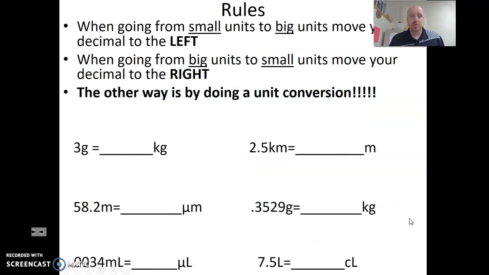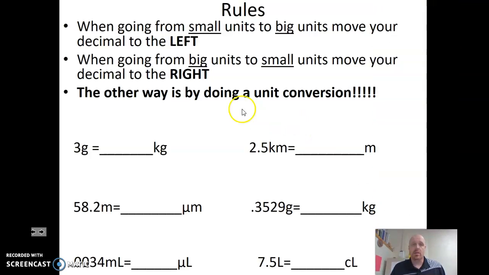So again, here are the rules. When you go from small units to big units, you move your decimal to the left. So if I'm going from a meter to a kilometer, I move it to the left, however many decimal places. And if I'm going from a big unit to a small unit, say a meter to millimeters, I move my decimal to the right. The other way is to use conversion, which is math, and it's a lot easier just to use our decimal place.